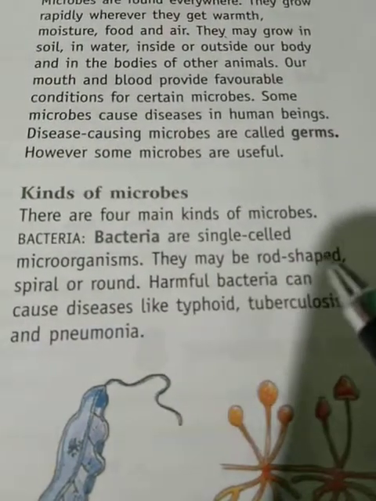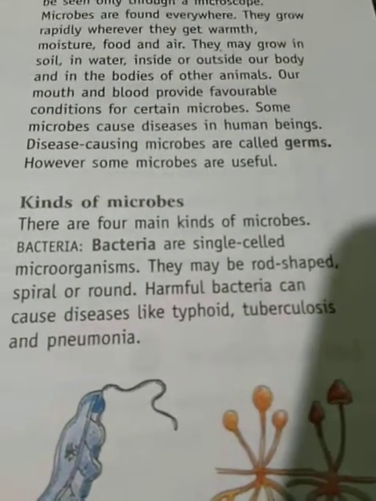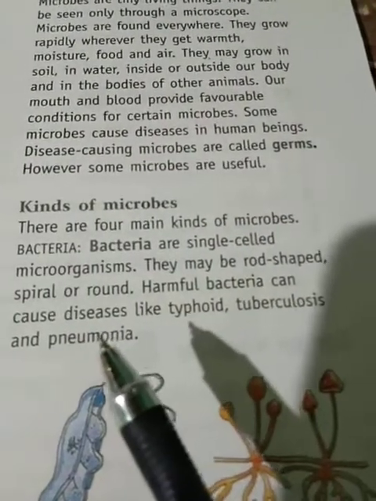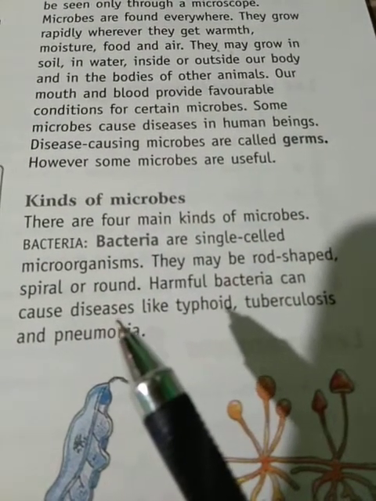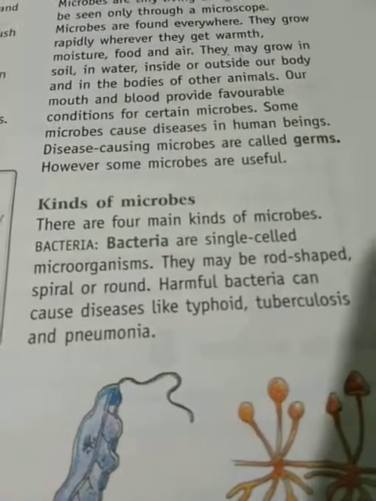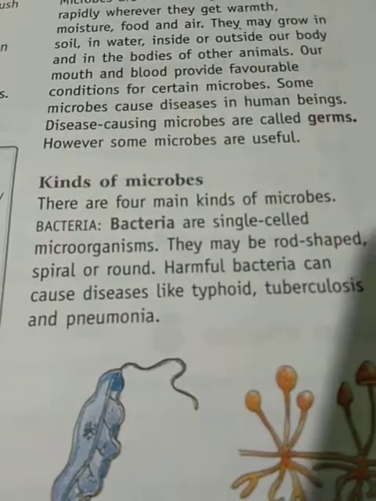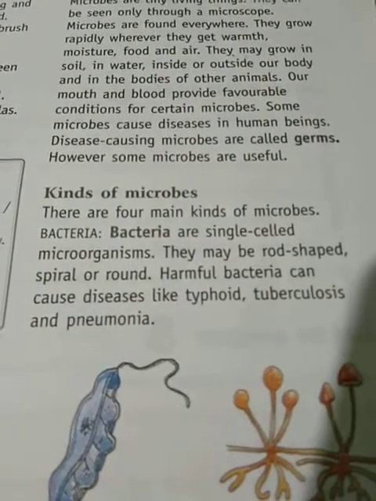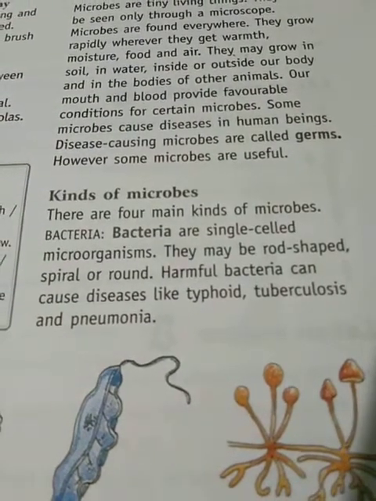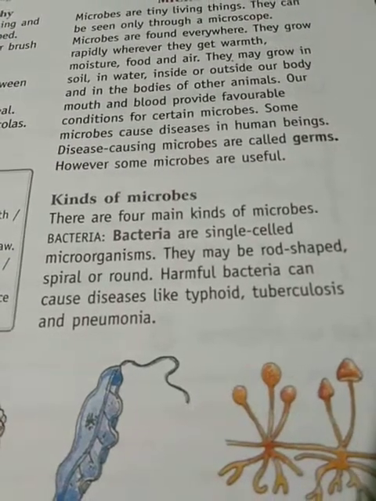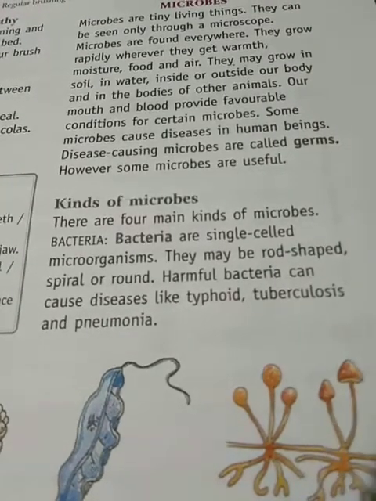Now they may have rod shaped as well as spiral or round shape. Now harmful bacteria, what can they cause? What kind of diseases do they help happen inside our body, like typhoid. Very important: typhoid, tuberculosis and pneumonia. Just remember these diseases for the exam. It normally comes as a question: what are the diseases that are caused due to bacteria? Three diseases are there: typhoid, tuberculosis and pneumonia.